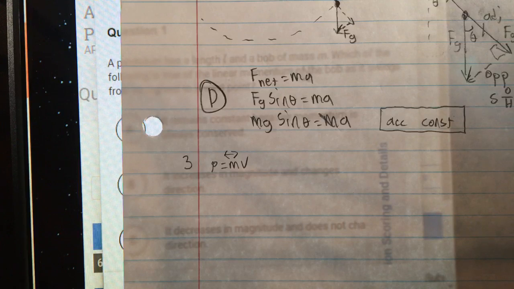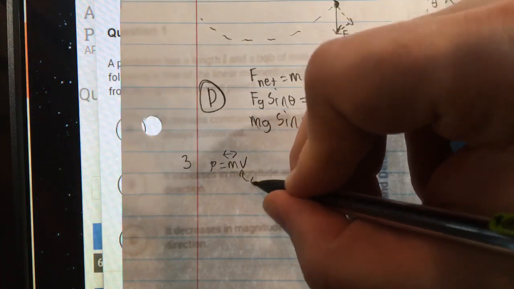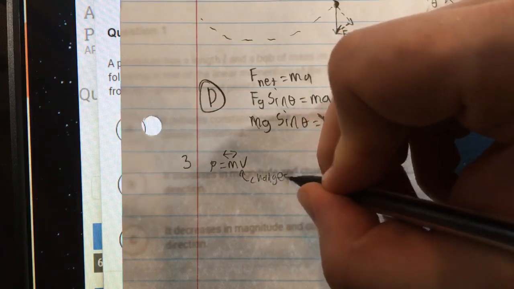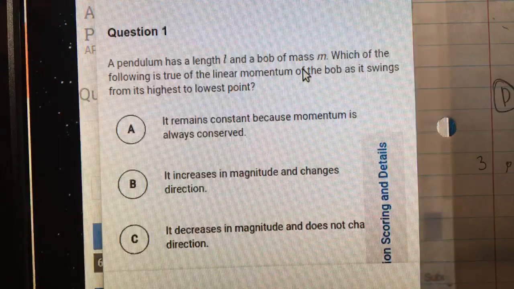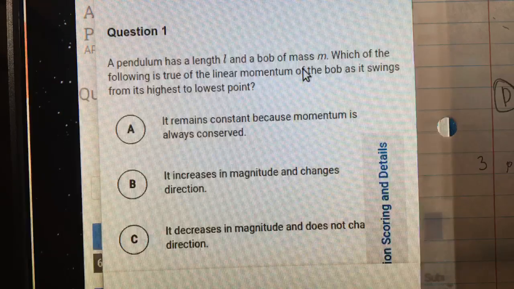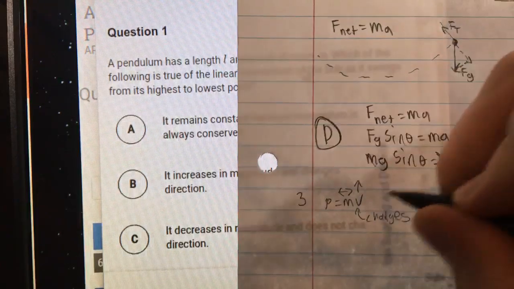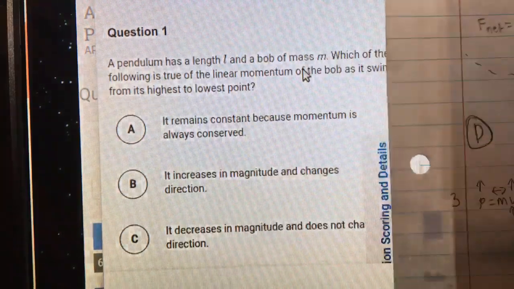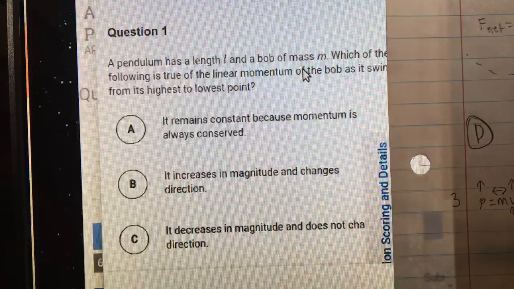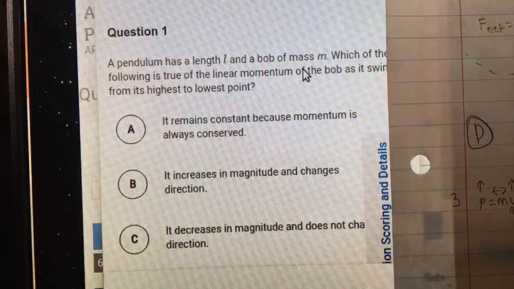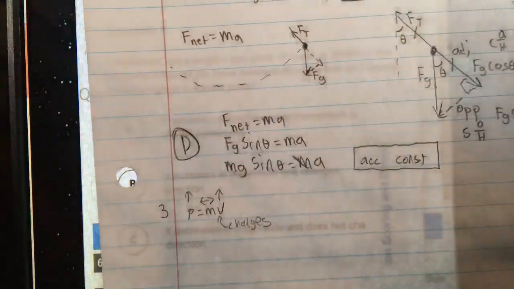Alright, so mass is constant, but our speed is changing. As it swings from its highest to lowest point, the speed goes up, so that means momentum goes up. So momentum increases. Is the momentum staying in the same direction or changing directions though?